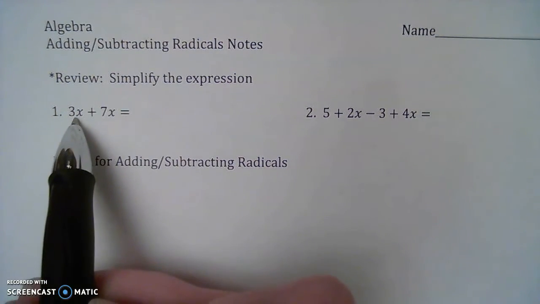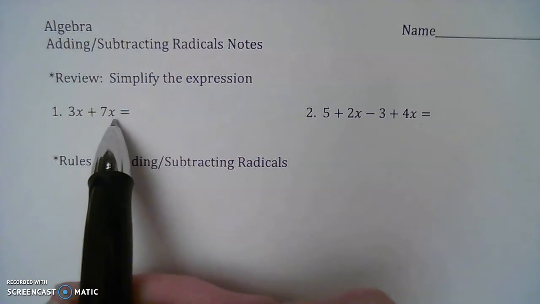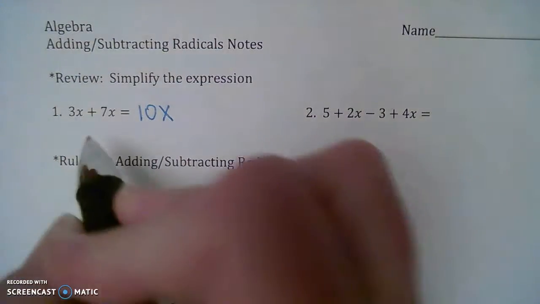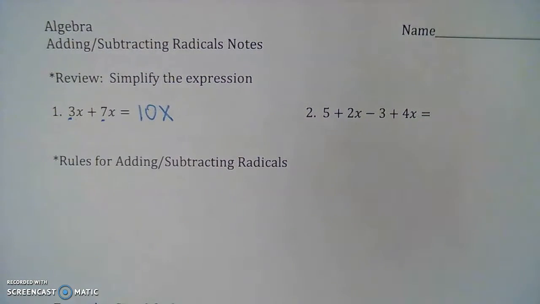So number one, these two terms match because they both have an x. So 3x plus 7x is simply 10x. So all it is, you combine your coefficients, the numbers that are being multiplied, and the variable just comes along with it.